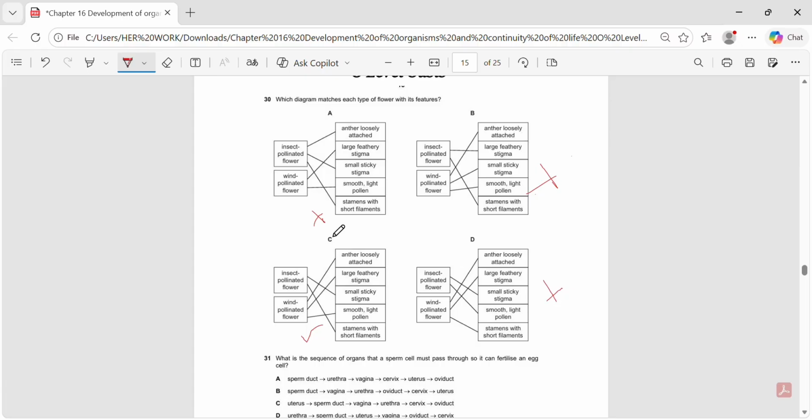Finally, option D is incorrect. It matches wind-pollinated flowers with short filaments, which doesn't work. For wind pollination, the stamens usually need to be long and extend outside so that the wind can easily carry the pollen away. Short filaments would keep the pollen trapped inside the flower.